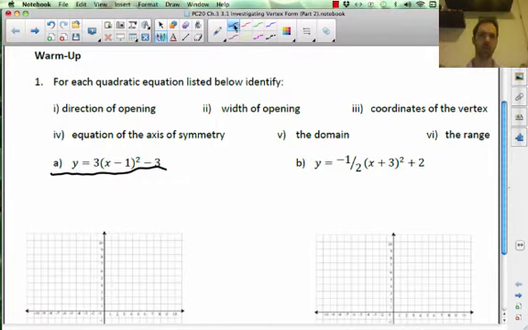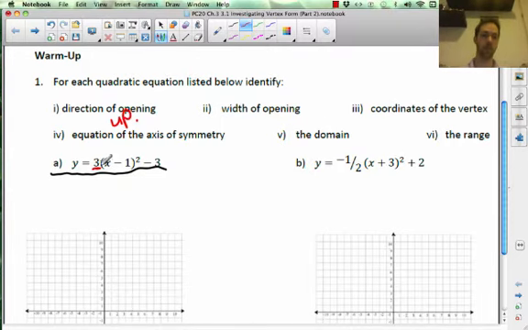So the direction of opening, this is always determined by the a value. And the a value is always the one in front of the brackets. So in this case it's 3. Now the width of the opening is determined by the magnitude of this, but the direction of opening is determined only by the sign. And this is positive, which means this parabola is going to open up.